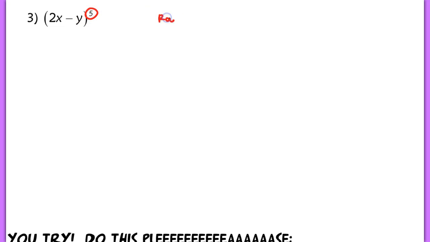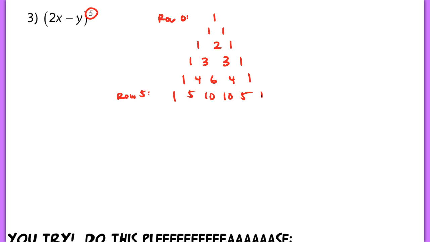So we start with row 0, which is 1. Row 1 is going to be 1 and 1. Row 2 is 1, 2, 1. Row 3 is 1, 3, 3, 1. Row 4 is 1, 4, 6, 4, 1. And row 5, the row we're looking for, is going to be 1, 5, 10, 10, 5, 1. So we've got our coefficients, so let's set it up.